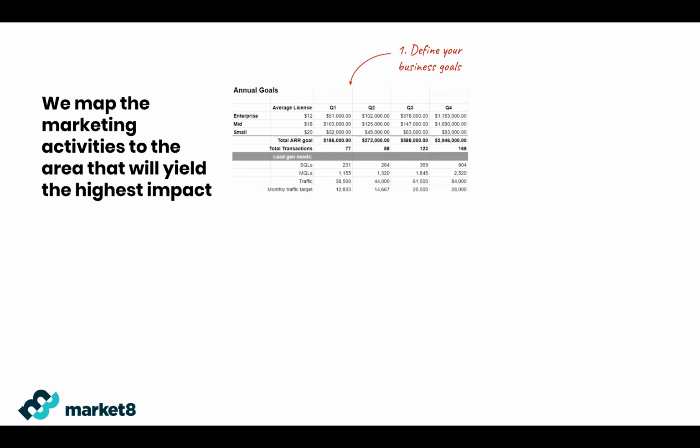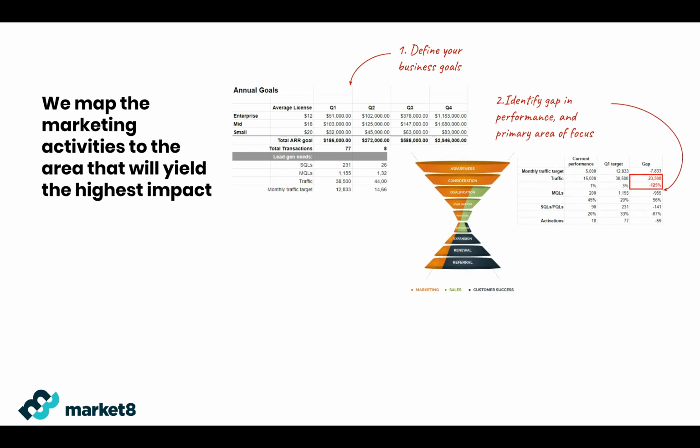So this is an example of us setting up the business goals by quarter. What is the ARR that needs to be achieved? And we translate that into a number of transactions that need to be closed, SQLs, MQLs, traffic, and monthly traffic target, right? These are quarterly numbers in the first 3 rows there.